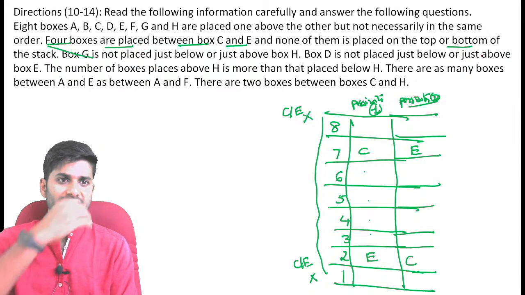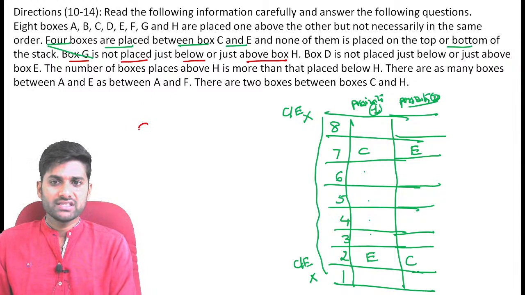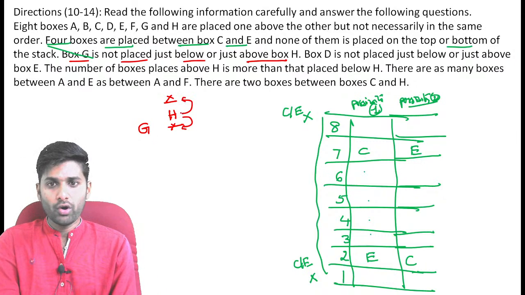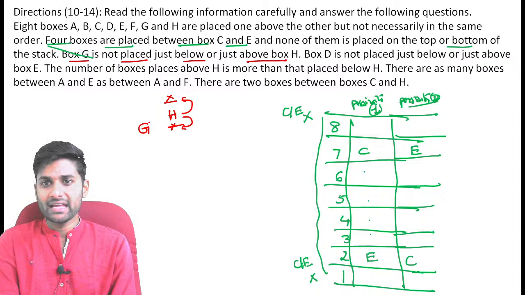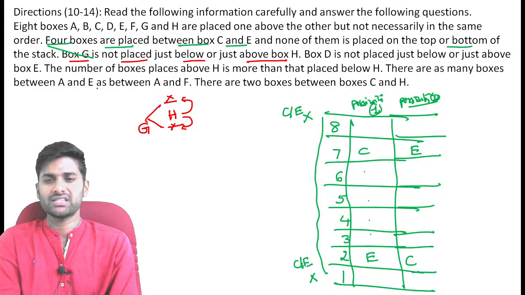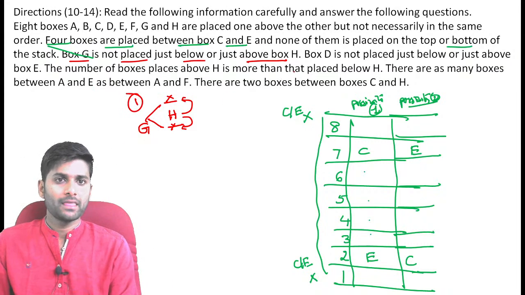Now let's move on to the next thing. G is not placed just below and just above H. We can't place G immediately above H or immediately below H. So understand how I am writing it as a statement. We don't know where we can place H and G, so that is still not confirmed. Take it as a note point. That is the one. Next one.